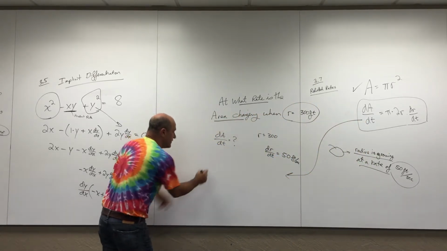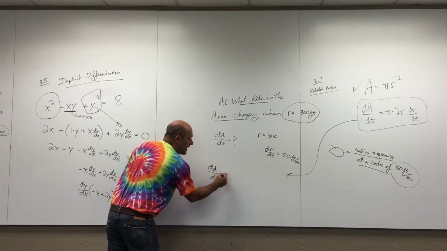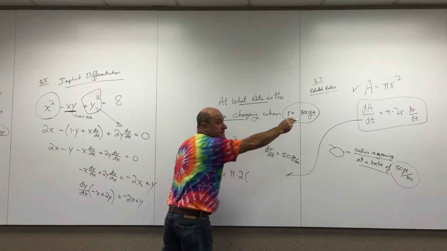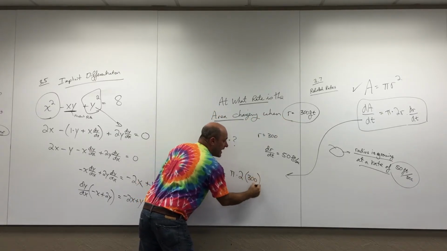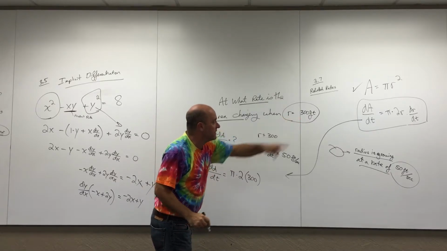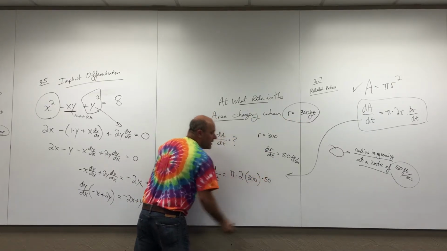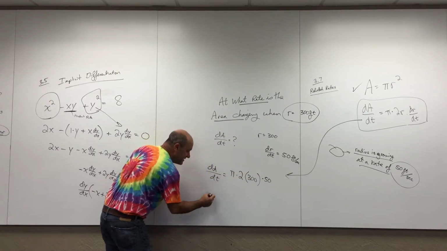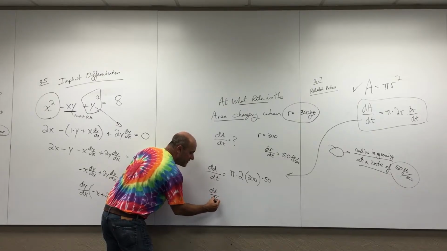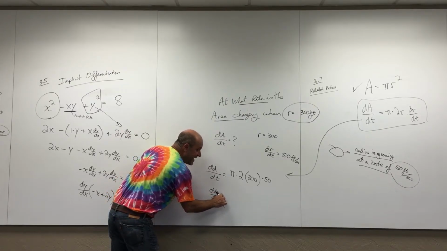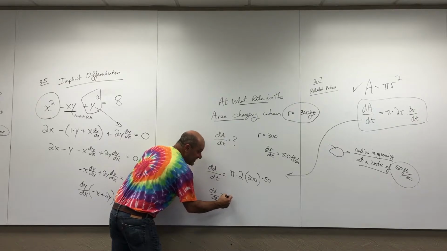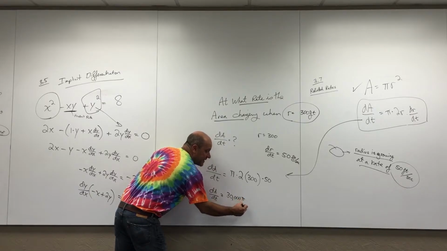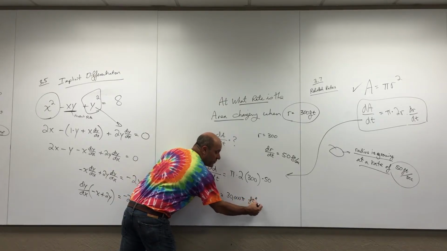What's going on? They're asking for dA/dt. I got pi times 2 times the radius. What's the radius? 300. And I got the dr/dt. What's the dr/dt? That's the 50. When I multiply this together, it's a huge number. It's 30,000 pi. 30,000 pi feet squared per second.